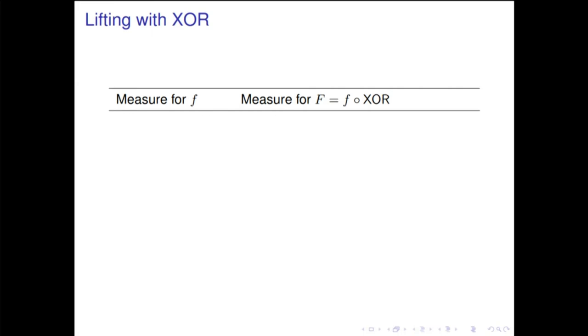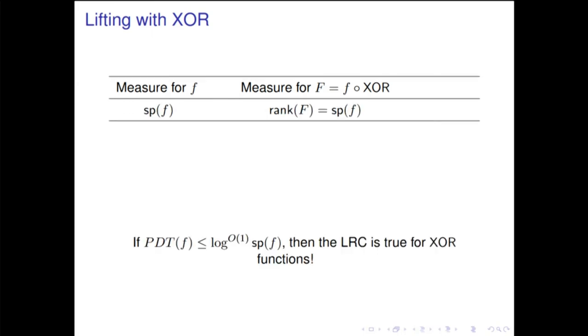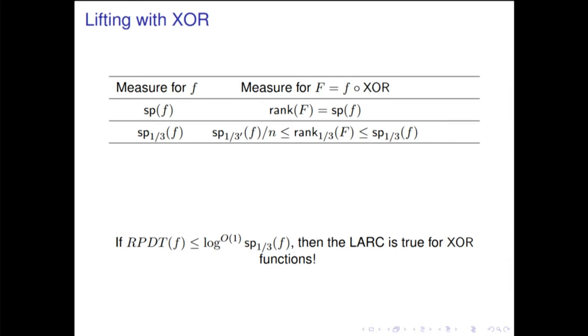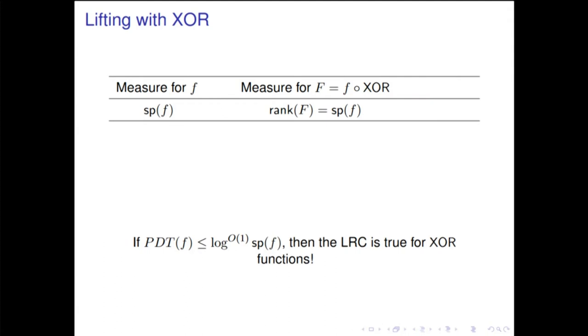Lifting is really nice with XOR, because, for example, the sparsity of f is exactly the rank of f of XOR. There's no calculation that we need. It's very simple. There's no complex analysis that we need to do. The approximate sparsity, which is just the minimum sparsity among all nearby real functions, also lifts to approximate rank with a slight loss over here. And that's needed. Okay, I just didn't mention this.